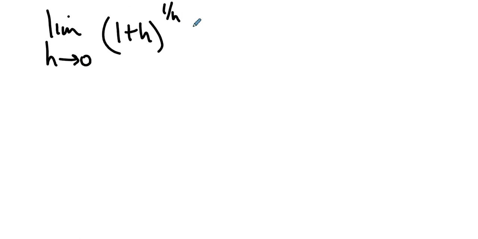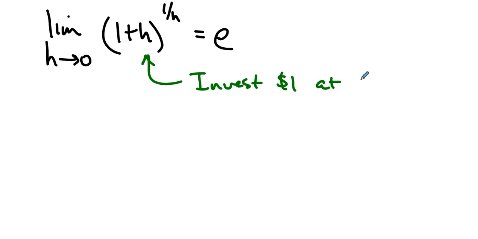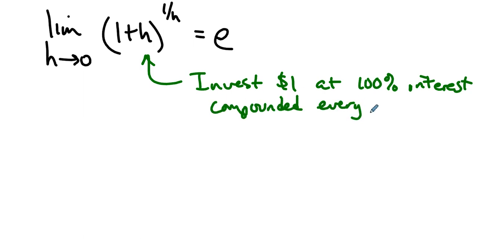What's more crazy is that we talk about how the limit as h approaches 0 of (1 plus h) to the 1 over h is, by some people's version, a definition of e. This is the thing where, if you really wanted to go down this road, you invest $1 at 100% interest, and it's compounded every moment for a year, and you get e dollars.